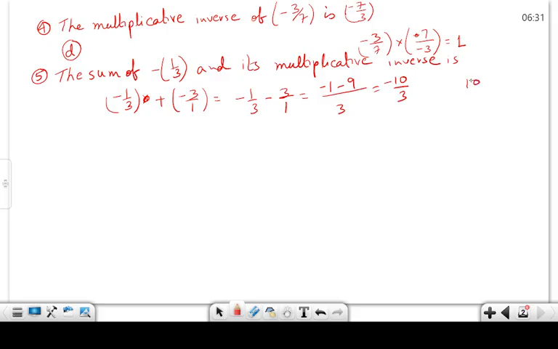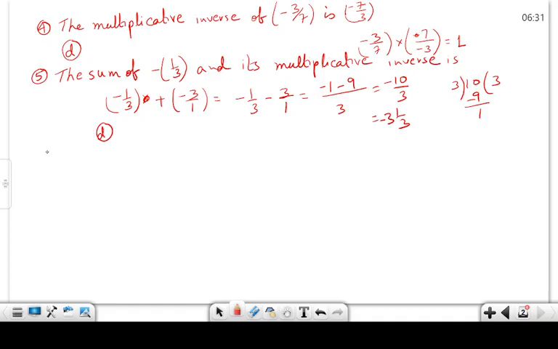If we divide 10 by 3, then we are getting 3 is 9, that is we are getting 3 whole minus 3 whole 1 by 3. That is our answer. Therefore the option is D option. D option is correct.